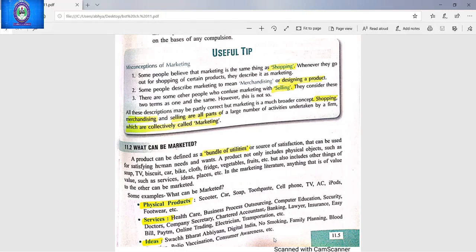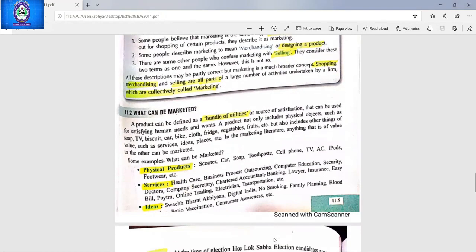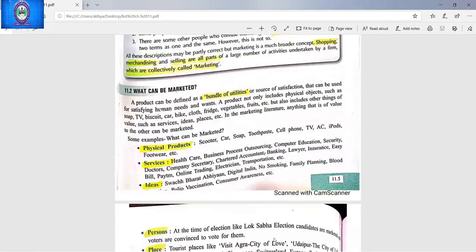So before going to this topic, you must know the meaning of product. Product means anything which has some utility. Utility you have already studied in 11th class in economics. So product is a bundle of utilities. Utility means need or want satisfying power. So anything can be marketed which has a capability of satisfying your want. So that is a product. Product means goods as well as services.